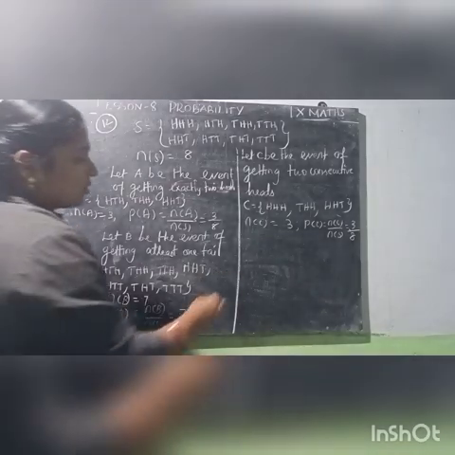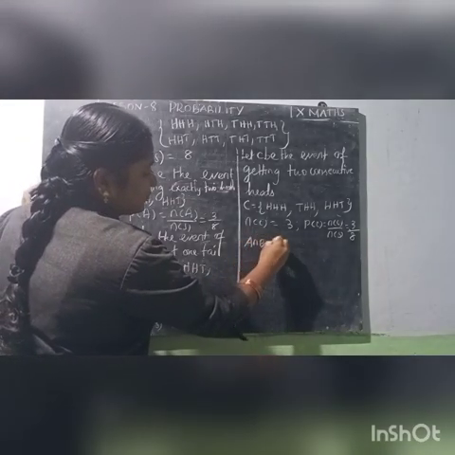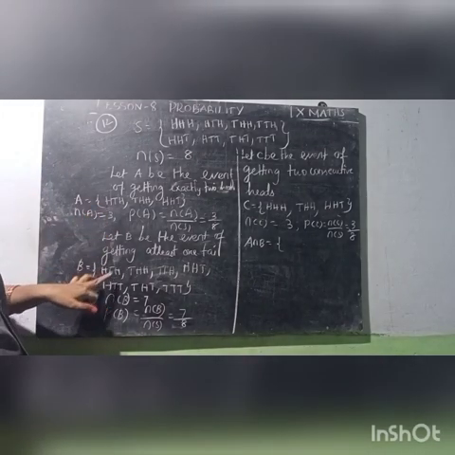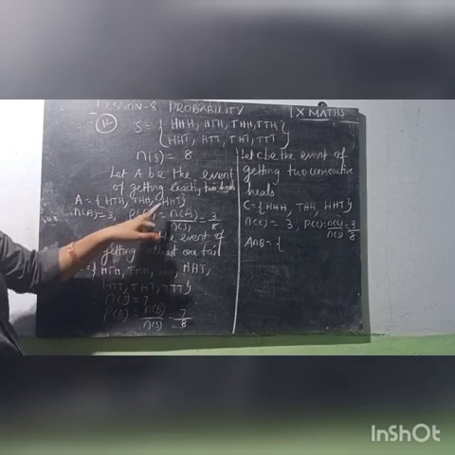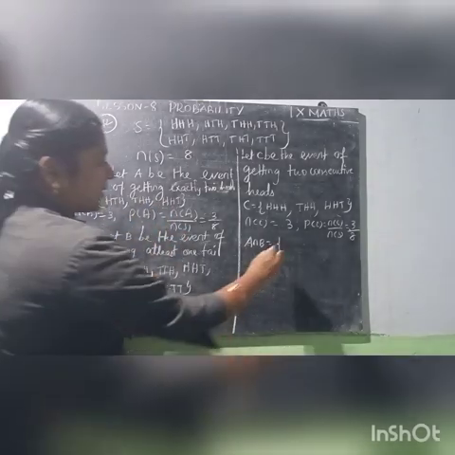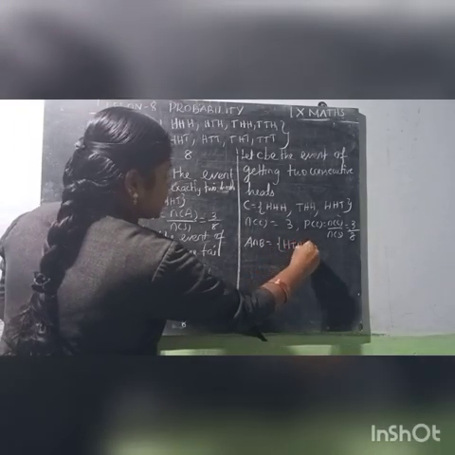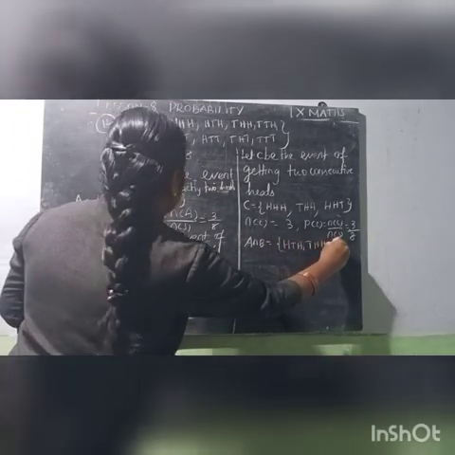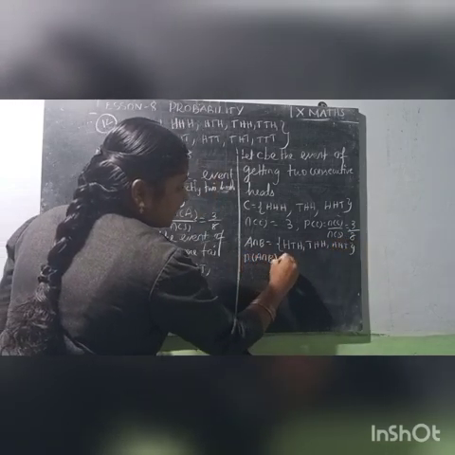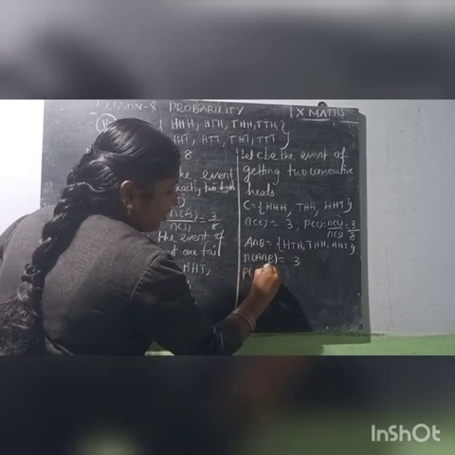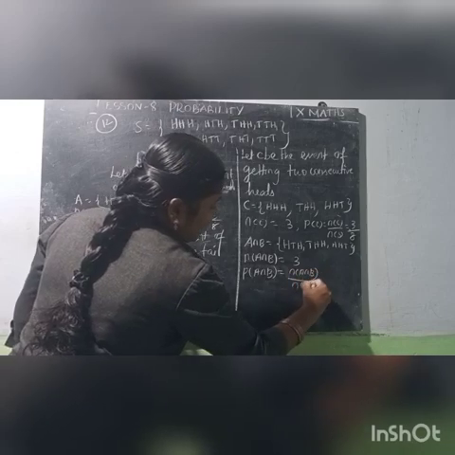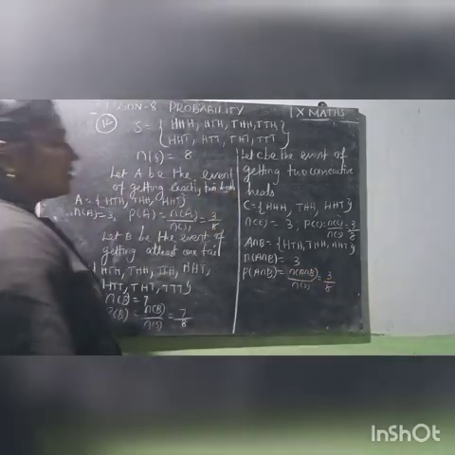Next we want to find out the A intersection B value. Find out the common for A and B. HTH is common, THH common, HHT also common. So these 3 are common for both A and B. So write HTH, THH, HHT. So N of A intersection B equals 3. P of A intersection B equals N of A intersection B by N of S, 3 by 8.